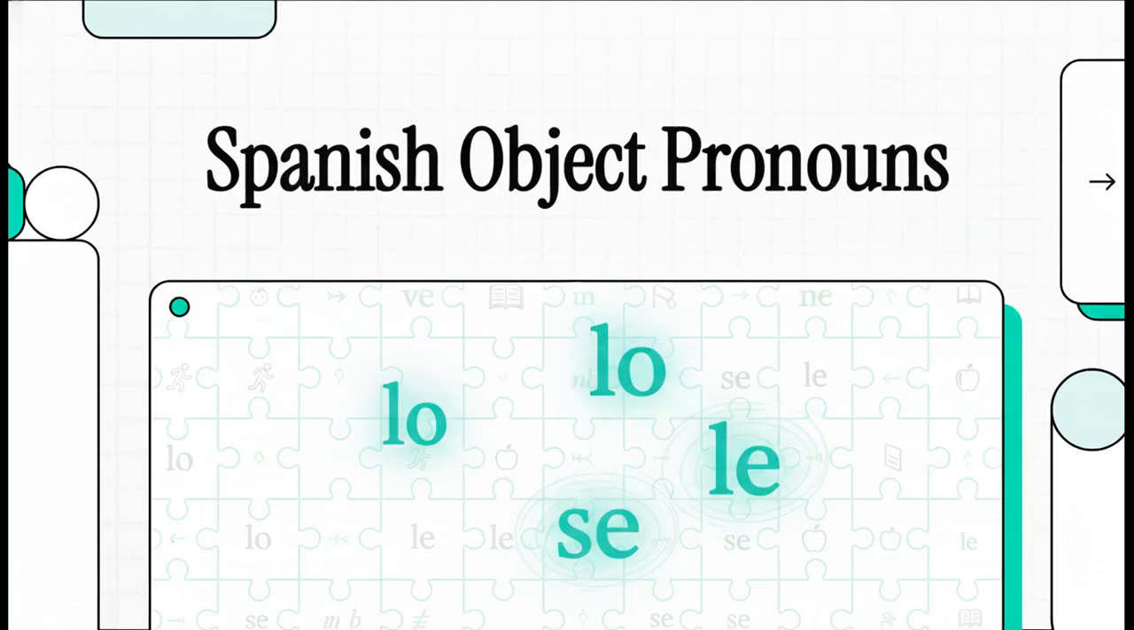If you've ever stared at a Spanish sentence and thought, wait, why is this tiny word like lo or le just floating around before the verb? Or where on earth did se come from? Well, you're in exactly the right place. By the end of this explainer, we're going to clear all of that up for good.